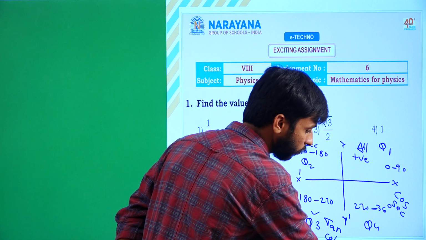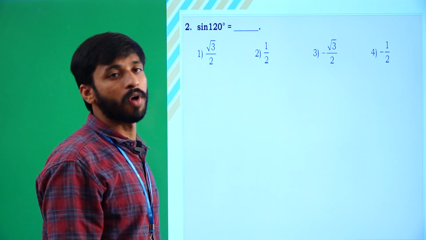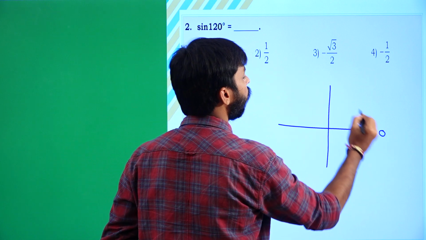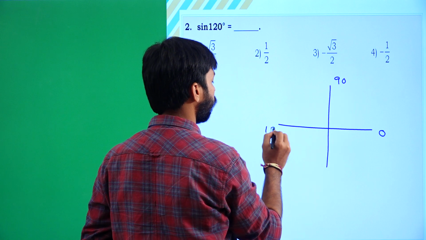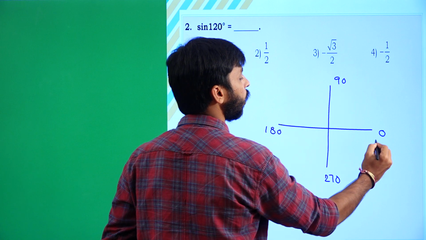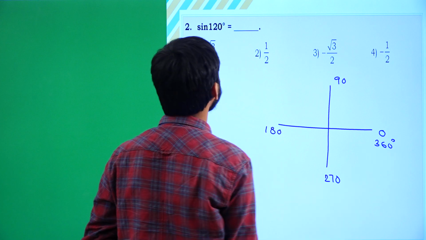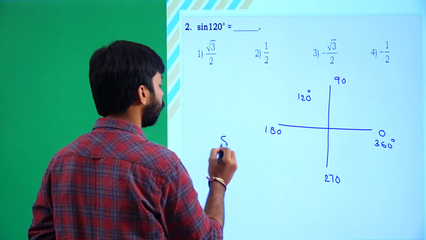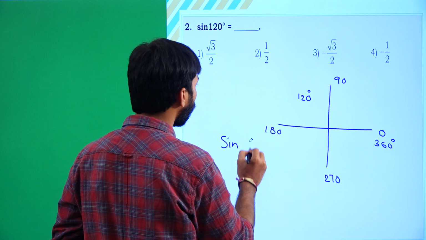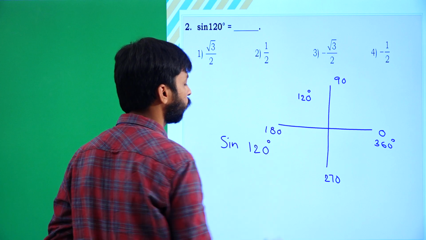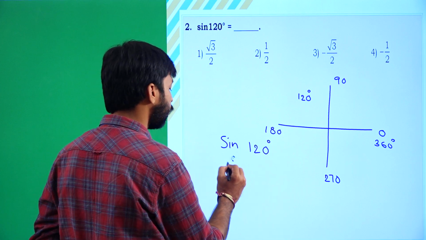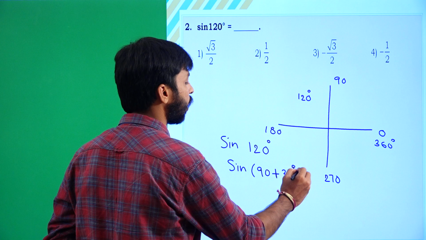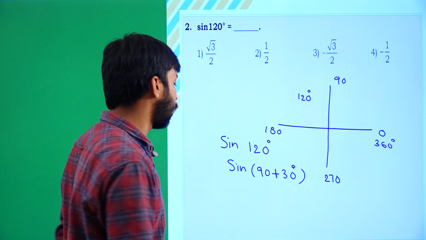Next question, sin 120. Same as here: 0, 90, 180, 270, 360. So sin 120, for example here 120. So here sin 90 plus 30, sin 90 plus 30.